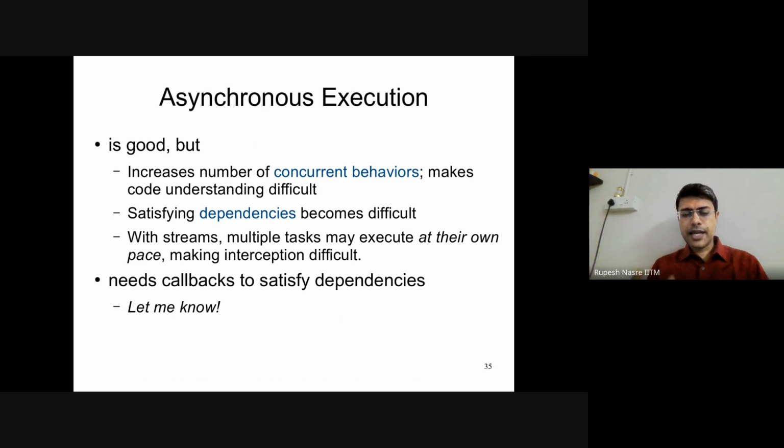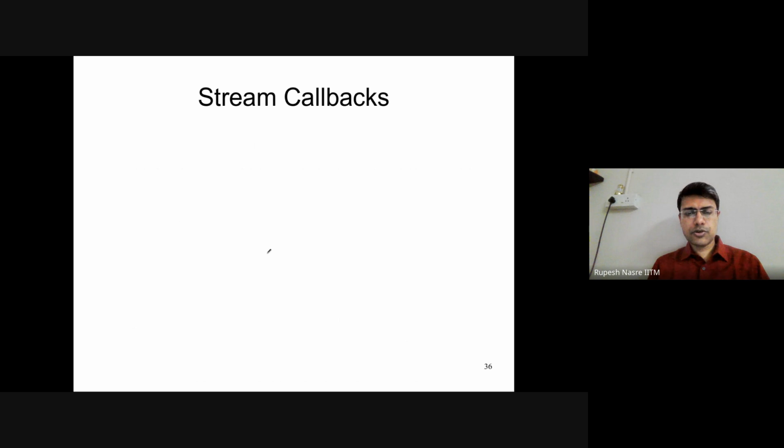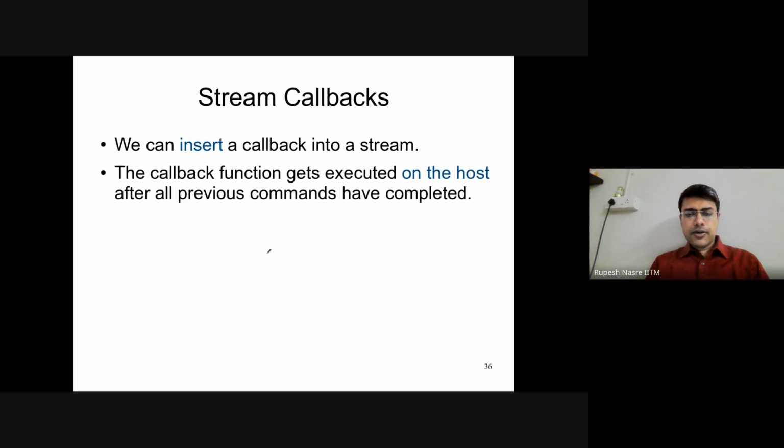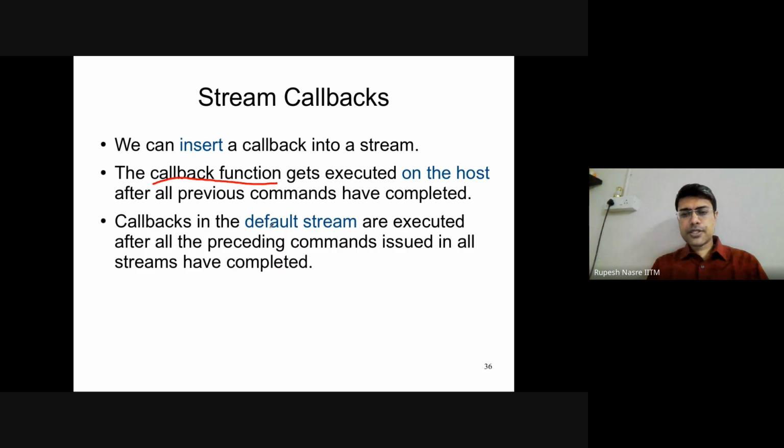So callback is like, let me know when you finish K2's execution so that I can do something, right? So it's similar to sleep and wake up mechanism in the OS kernel. So how do you specify that? Well, we insert a callback inside the stream at the place where you want to get the callback. Okay? So this callback function gets executed on the host after all the previous commands in that queue are executed.